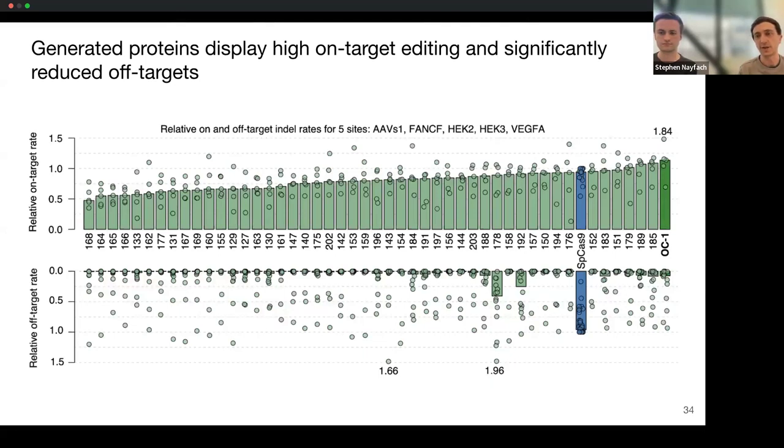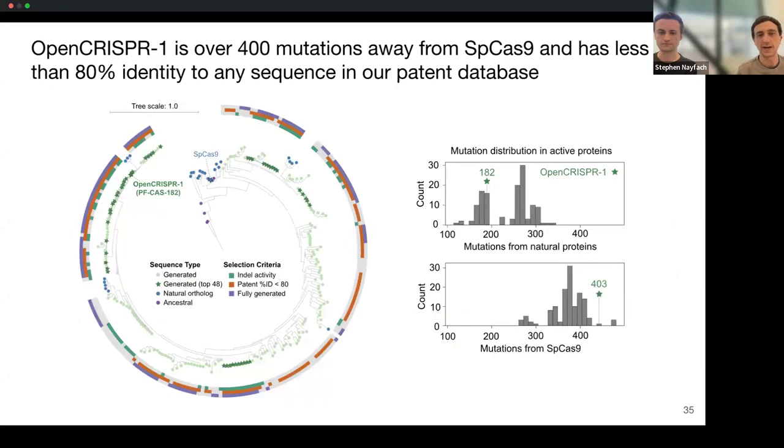Our most active protein, which we're denoting OpenCRISPR-1, is shown on the right-hand side of this plot. It was our most active generated protein, while at the same time having an off-target rate that was 95% less than that of SP-Cas9. Going back to the phylogenetic tree that we showed earlier, you can see OpenCRISPR-1 is also one of the most distant proteins from SP-Cas9. It's all the way on the other side of this phylogenetic tree, having over 400 mutations from SP-Cas9 and almost 200 mutations from anything natural.